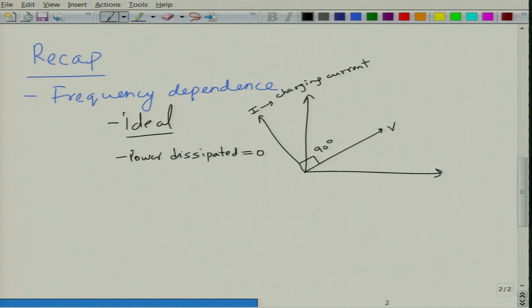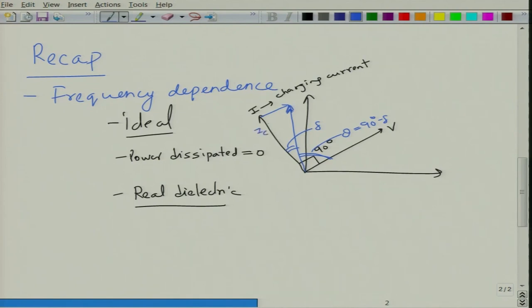Then we moved on to the real dielectric. In case of real dielectric, if you apply a voltage V, you might have a situation where the total current is at a certain angle, this is delta angle and this is, let us say, theta angle, and this theta is basically 90 minus delta. And this total current is now the sum of two currents, the charging current and the loss current. So I total is the sum of IC plus IL, and this angle delta is basically a representation of power dissipation.